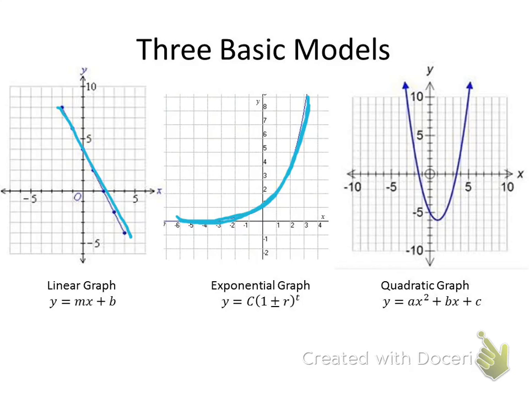So a linear is a straight line, exponential is going to be a curved line, and then lastly, what we've been dealing with in chapter 9 is a quadratic graph. That quadratic graph is going to make a parabola. It's a U-shaped graph, and we know that the U can go up or down.